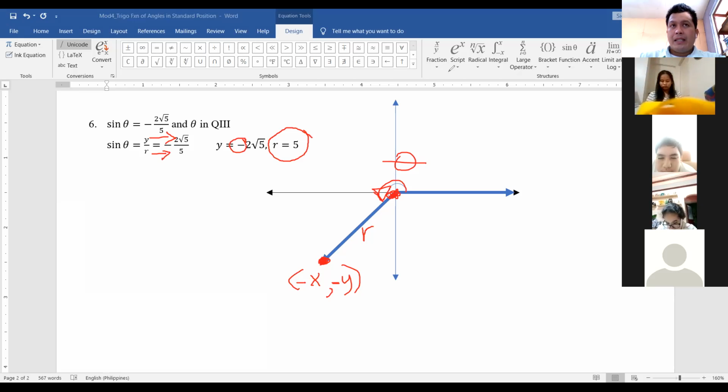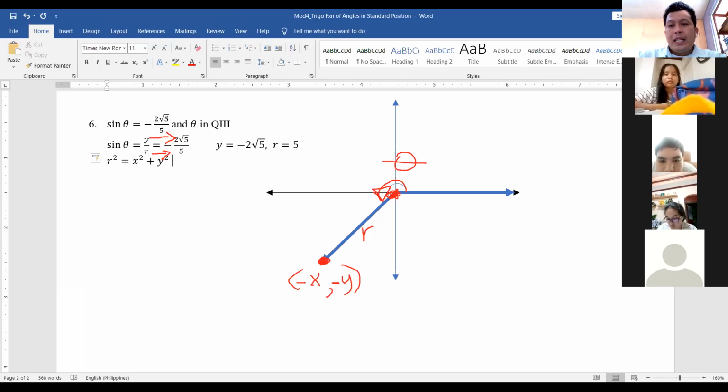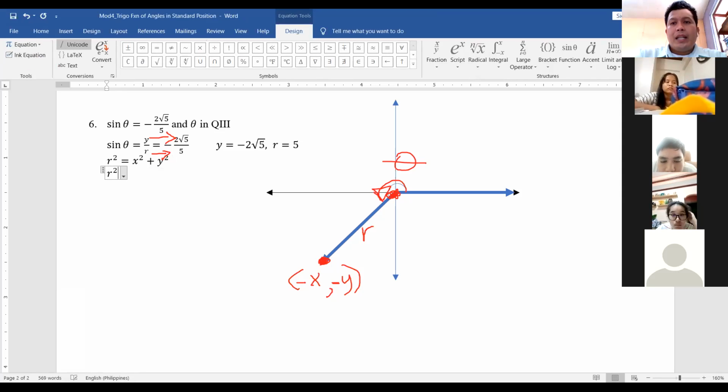Take note of that. Since we have already the values of your y and your r, let us find the value of x. To solve for the value of x, from the formula, r squared is equal to x squared plus y squared. Isn't that the formula? Transpose y squared on the other side, we have r squared minus y squared is equal to x squared.